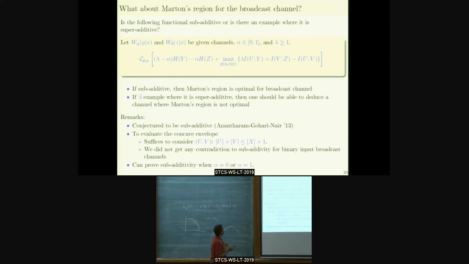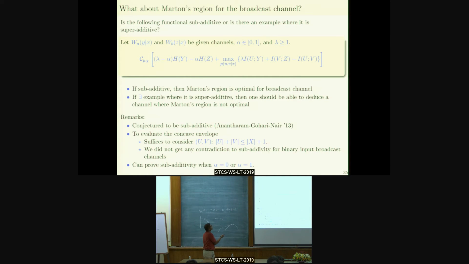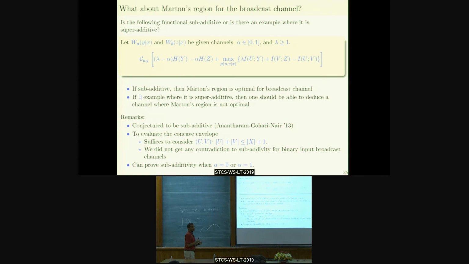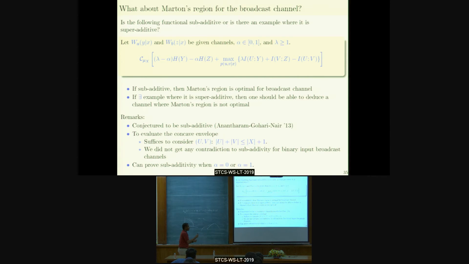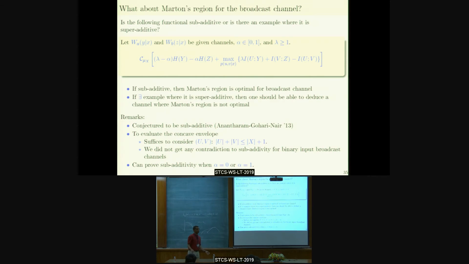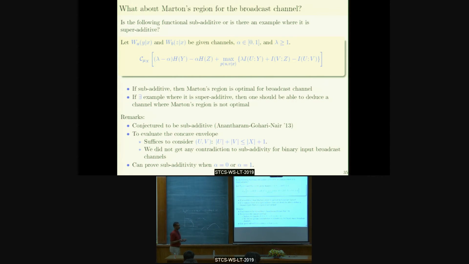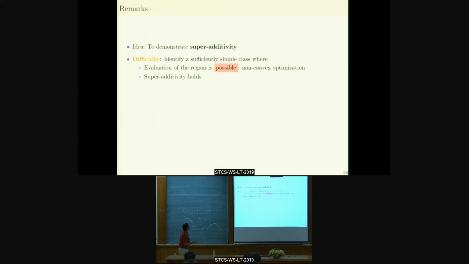So my belief is that this is optimal, and there are various reasons why. But this could be numerically tested, right? Many people can just run it and see whether it's optimal or not. If it's not optimal, then you get a counterexample and you're done. But if it's optimal over many people's tests, then there might be a reason why it's optimal. That's kind of it. To demonstrate superadditivity, we need to identify a sufficiently simple class where evaluation of the region is possible.